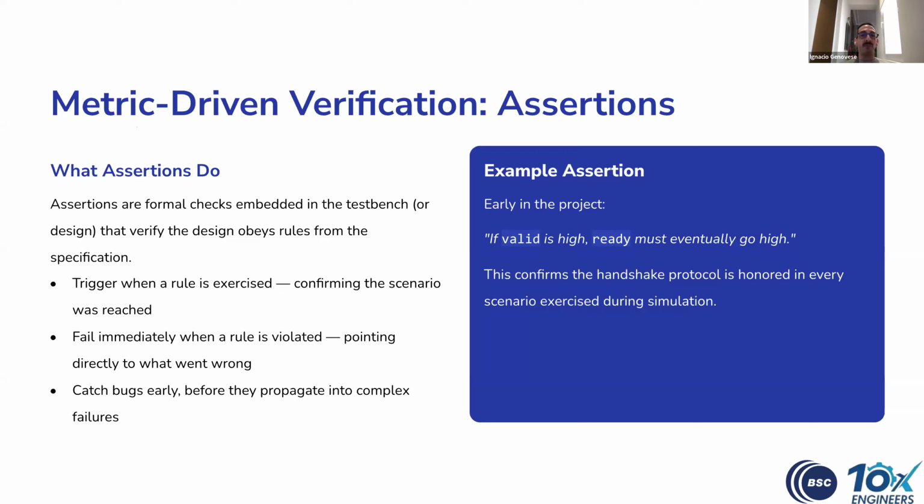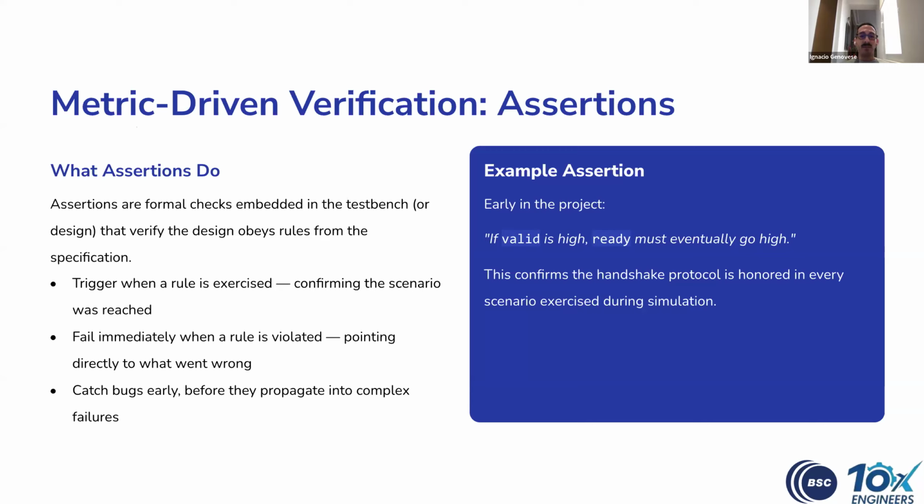For example, an assertion might say, if valid is high, then ready must eventually go high, confirming that the handshake protocol is actually working. So whenever the valid signal is high, the assertion is triggered, and it should check that the ready signal goes high.